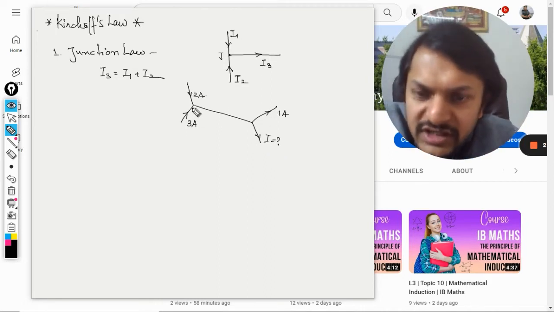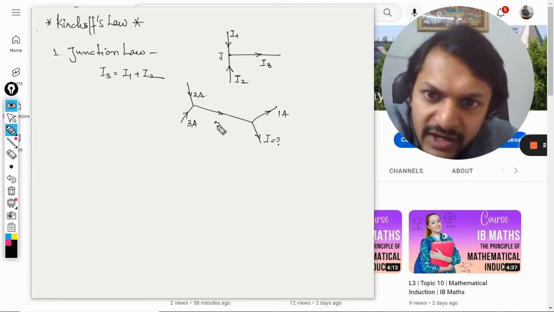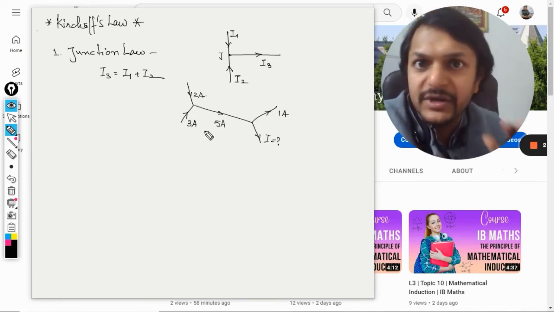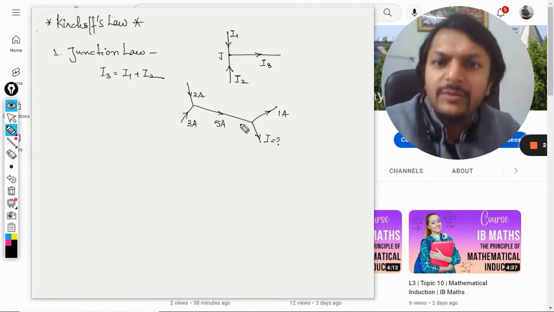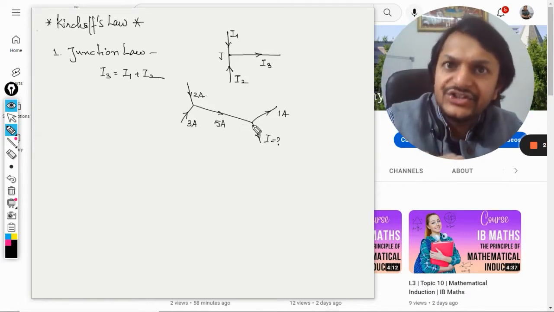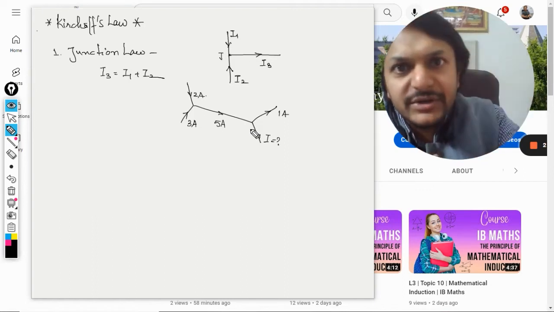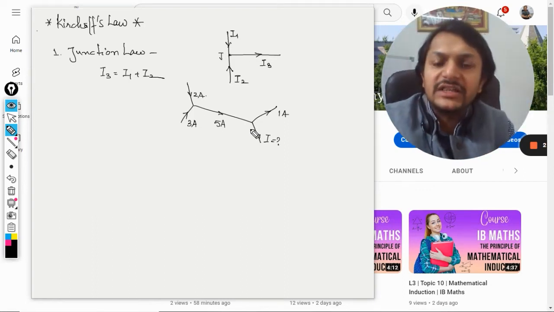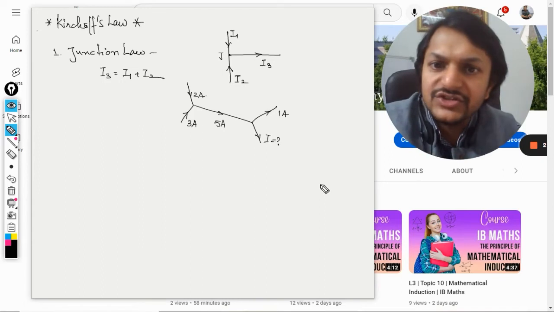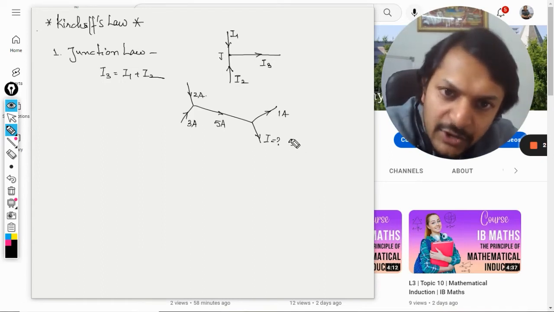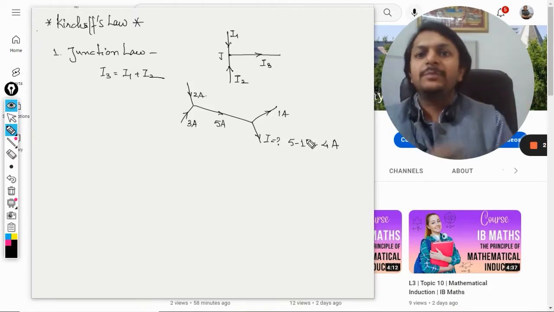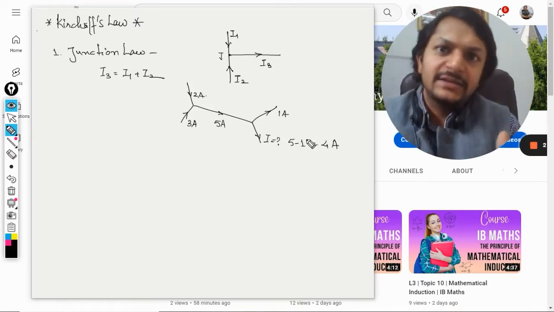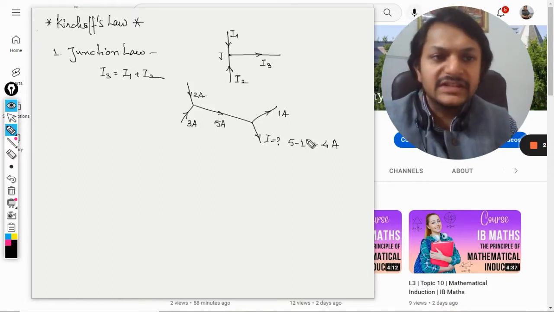See, 2 is here and 3 is here, so the total current in this wire will be 5 ampere, because current cannot be created nor destroyed. This 5 ampere goes along, and at the second junction 1 ampere goes to the upper side. So the remaining current that goes to the other side is 5 minus 1, which is 4 ampere. It is as simple as that. This is the junction law.